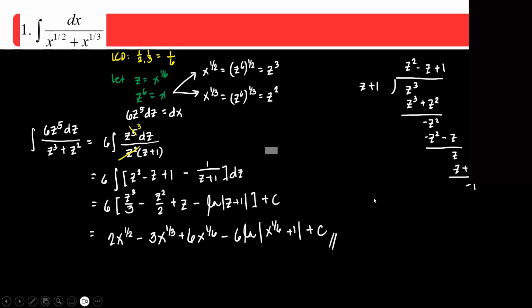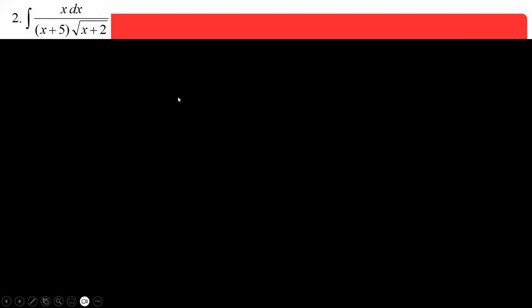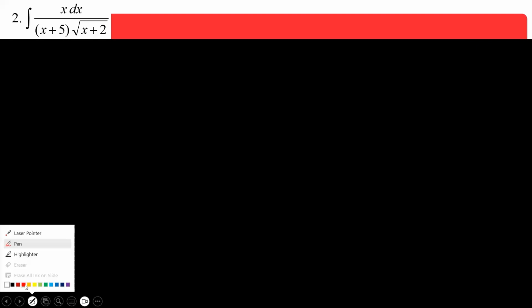All right, let's move to the next. This one, as I said, which one should be the main? Usually, isn't it, guys, the more difficult one? So let's just say we let u be the more difficult one, which is x plus 2. So again, using the substitution, I can safely say that u squared is equal to x plus 2.